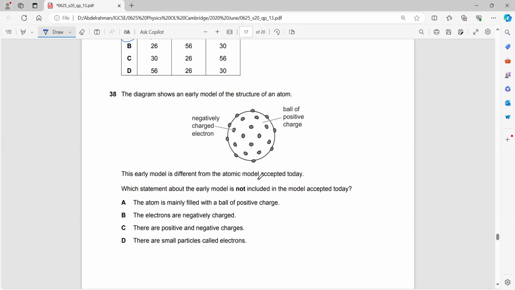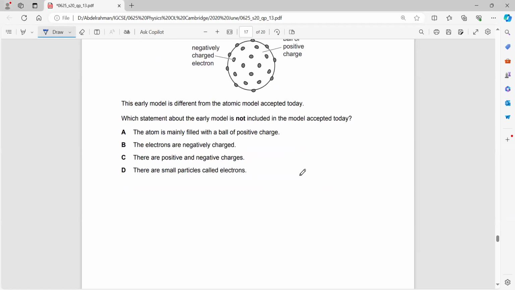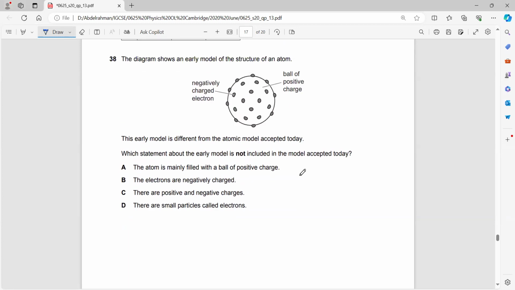Let's exclude the wrong answers, or actually the right answers. There are small particles called electrons. Well, this is accepted today. There are positive and negative charges. This is accepted today. The electrons are negatively charged. This is accepted today. So the only wrong answer would be that the atom is mainly filled with a ball of positive charge. It's not mainly filled. Today we know for a fact that the atom is mainly filled up with empty space. The atom is mostly empty. Yes.